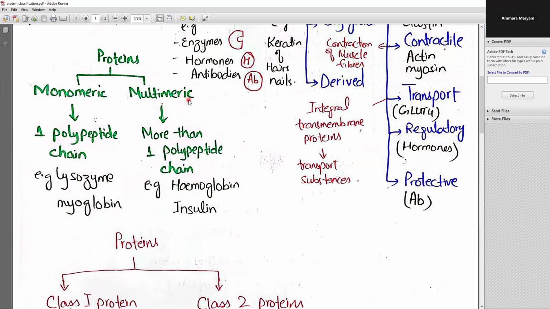Similarly, multimeric proteins are those proteins which contain more than one polypeptide chain. For example, hemoglobin has two alpha chains and two beta chains. So these are multimeric proteins because they have more than one polypeptide chain. Hemoglobin has four polypeptide chains, which is why it is categorized under the multimeric proteins.